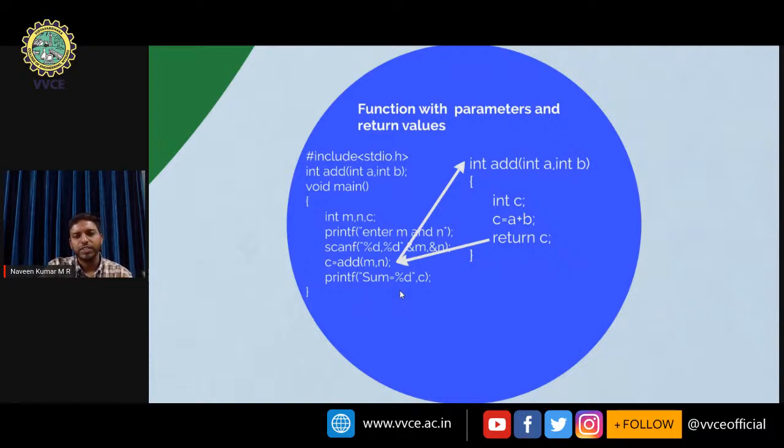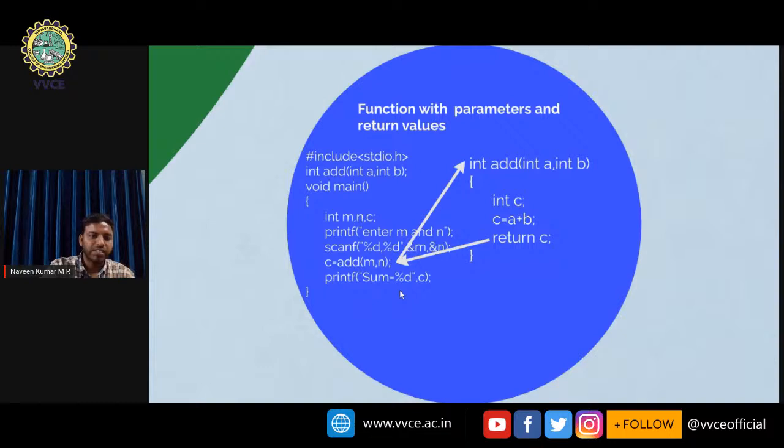What exactly is function with parameters and then the return value? So I have a function which is having both arguments, the parameters, and after that it is having an int. You can see hash include stdio.h, that is int add int a comma int b. So that is my function declaration, and void main. Next, I should go to the main function, right? So my execution starts from the main function.